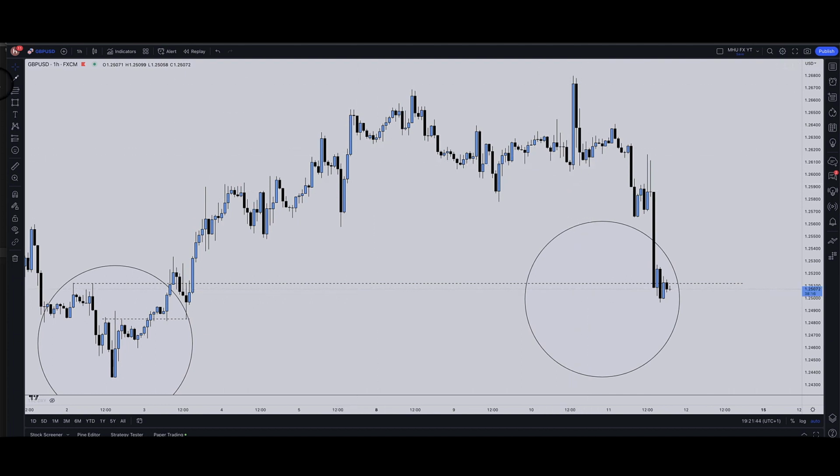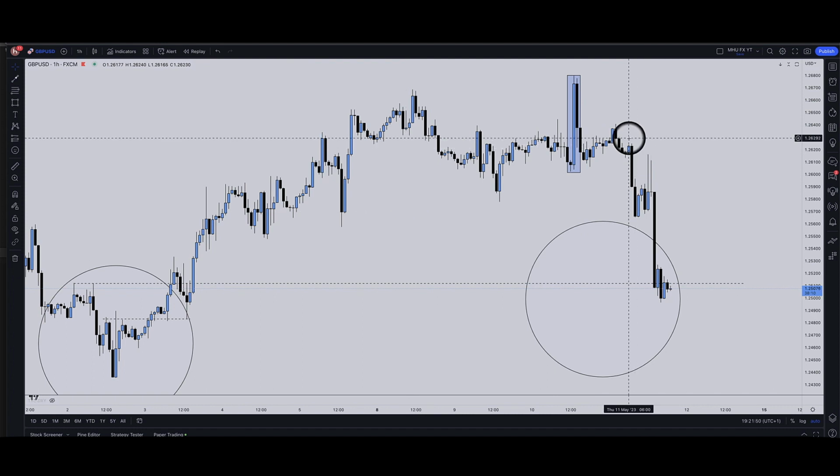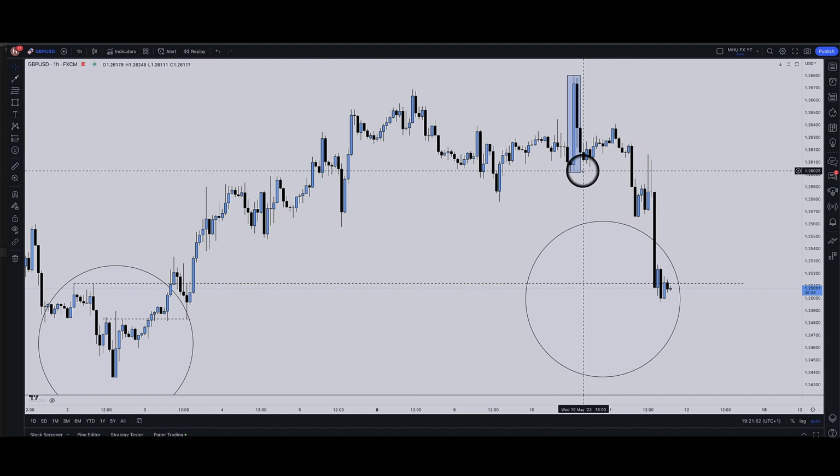So look at this low. This is an up close candle. Go ahead and mark it up. That's an up close candle right there. Price trades through the low here.